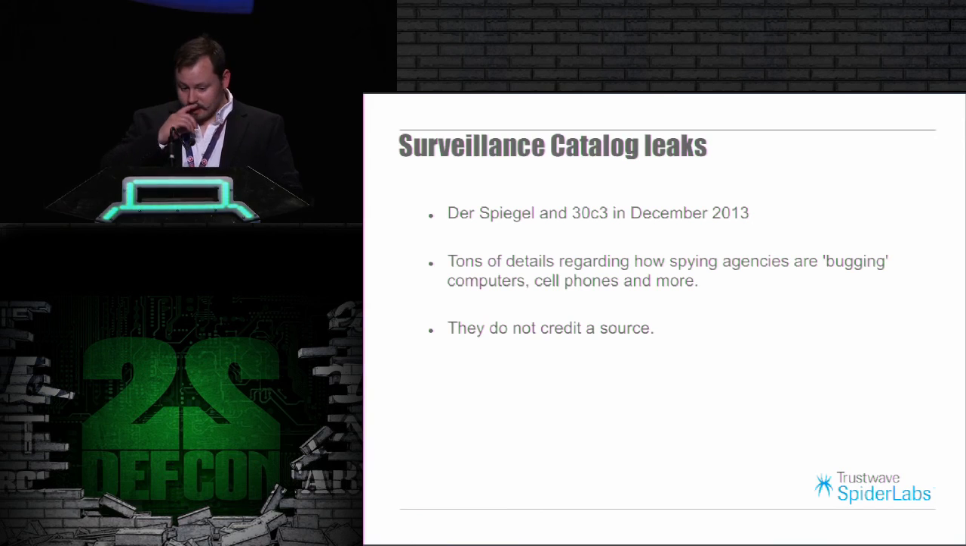Getting into the surveillance catalog leaks, Der Spiegel had lots of details on how they worked, kind of an idea. There's a lot of missing components. But what was most interesting was a lot of people assumed the source was Snowden. But the source of the leaked information was never credited. So it's unknown if it was directly related to the Edward Snowden leaks.